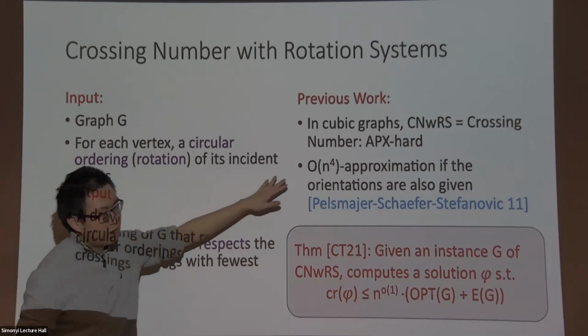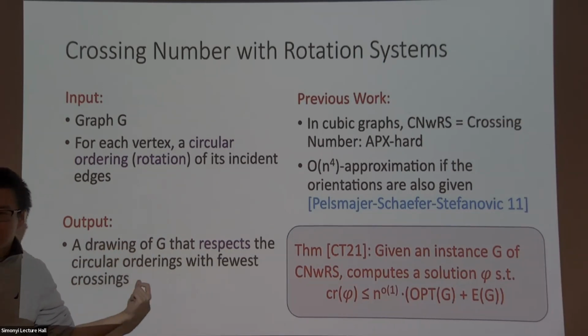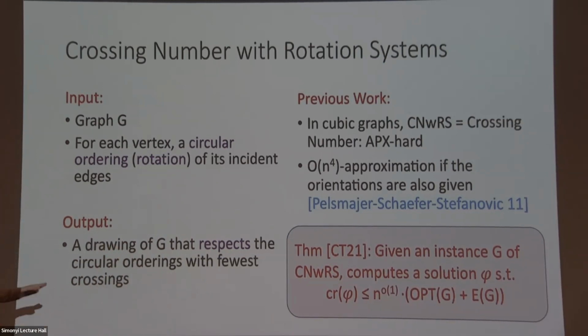So there n to the 4 is n to the 4 times OPT. Ours are n to the little 1 times OPT plus EG. We can do so, we dare to do so, because what is EG? EG is a set of augment set. It's the blue edges, whose size is approximately CRG of the very original G.